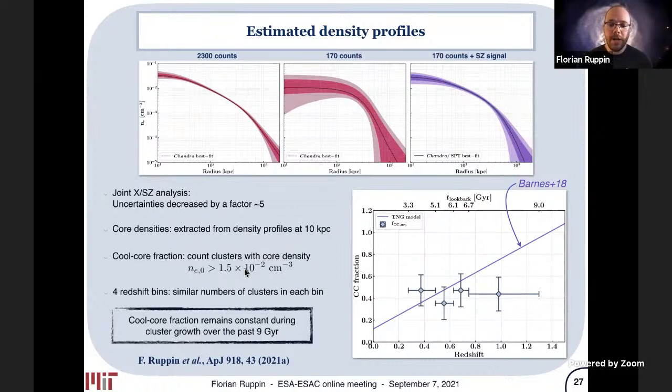And from these constrained density profiles, we can extract the density at 10 kiloparsec in order to count clusters in different bins of redshift and estimate the cool-core fraction. So you can see here on this plot the evolution of the cool-core fraction as a function of redshift for 4 different bins, and we concluded that the cool-core fraction remains constant during cluster growth over the past 9 gigayears, which is in slight tension with what is obtained from the most recent magnetohydrodynamic simulation, TNG, that is showing that this cool-core fraction should increase with redshift. So this is really constraining for the simulation.